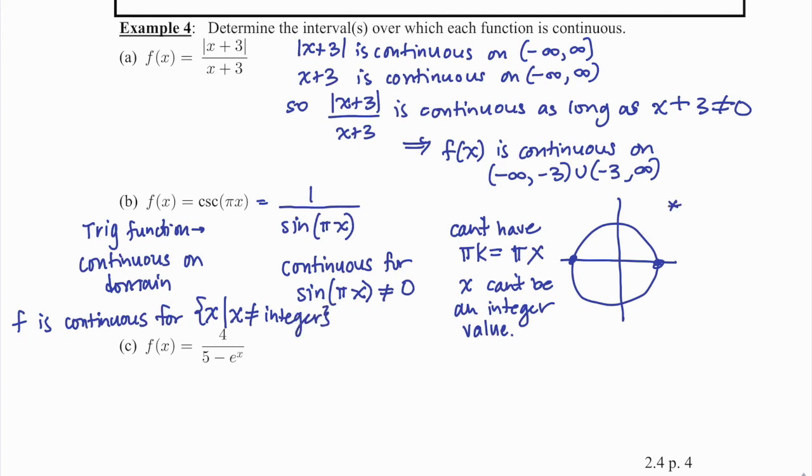And just a reminder, integers are negative. I'm going to start with -5, -4, -3, and 0 is included, 1, 2, 3, right? So whole numbers, negative whole numbers, and then 0.